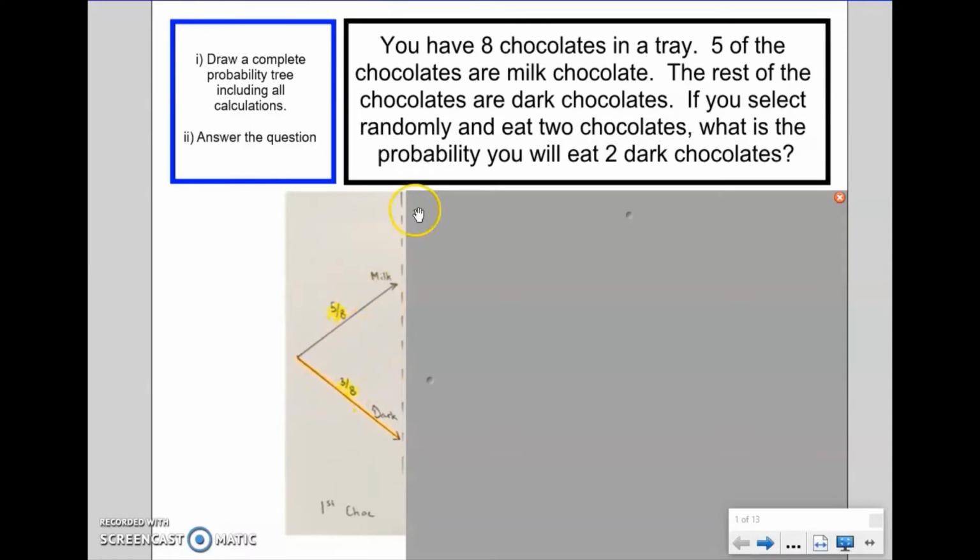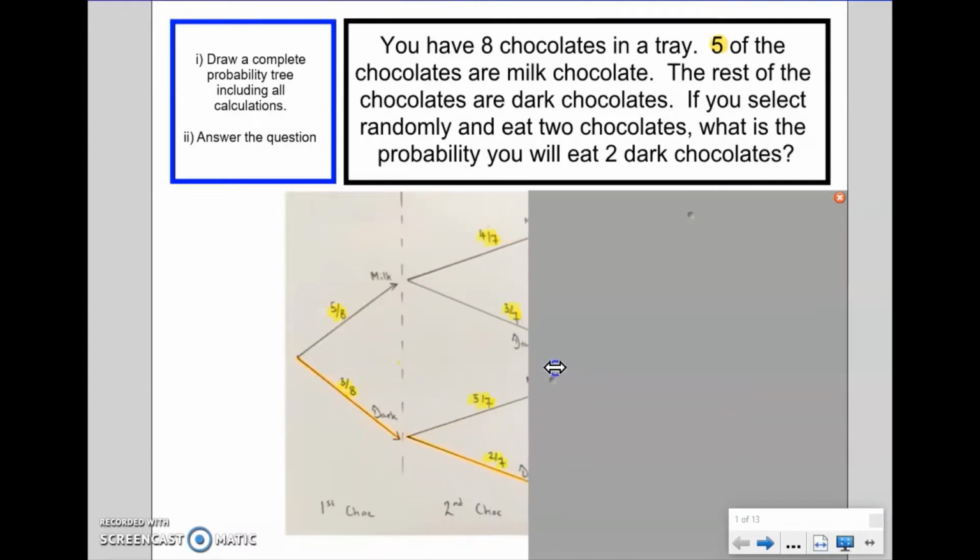That's all straightforward, really. We've got 5 milk chocolates, which is why we've got 5/8 here. And the rest of them are dark chocolates, which gives us the 3/8 here. That would be our first choice, the probability of choosing a milk or a dark. What becomes a little bit trickier to understand is when we look at the second selection, the second chocolate. So this is what my second selections would look like. You can see that the probabilities on each branch of the probability tree change slightly. Let's have a look at why that is.